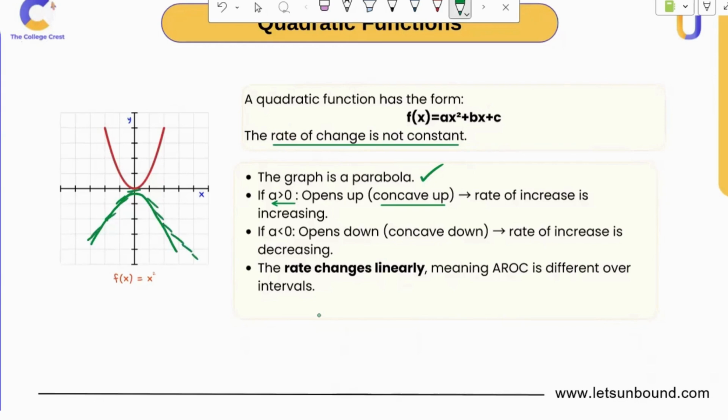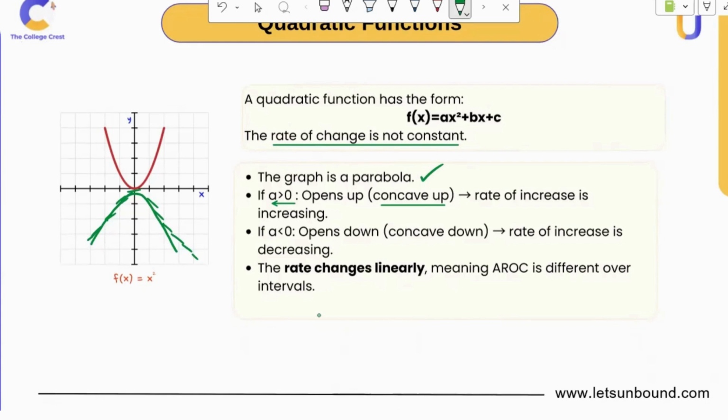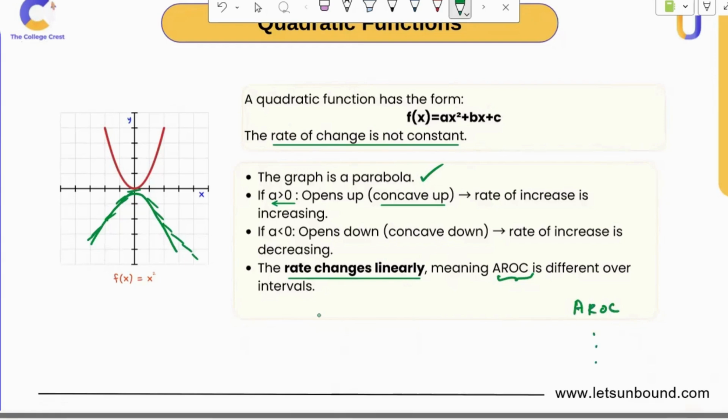Okay. Then one important thing, rate of change is not constant, but the way the rate changes is constant. The rate changes linearly. So the thing is, the average rate of change will be different. Okay, you find AROC for different intervals, so it will be of different values. But how these values change, that will be a constant change.